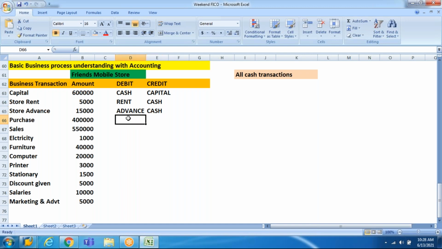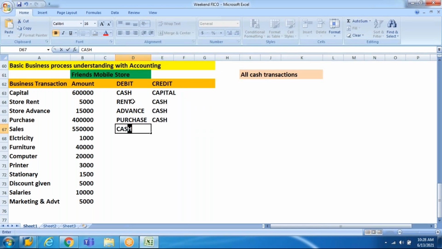Now purchases. When you purchase something, what is the entry? Purchase account debit. Correct. What will be credit? Cash will be credit. Right. And when you are selling something, cash debit, sales credit.